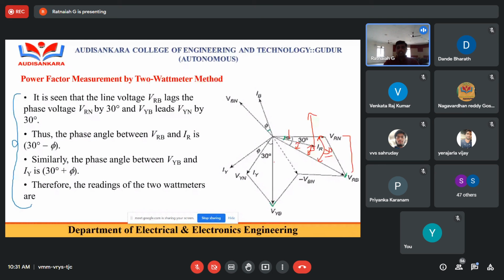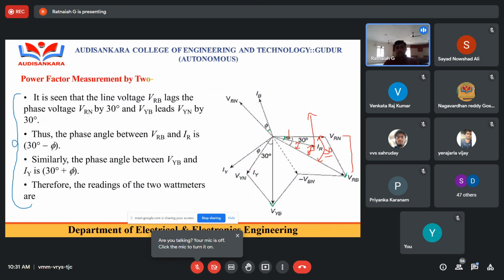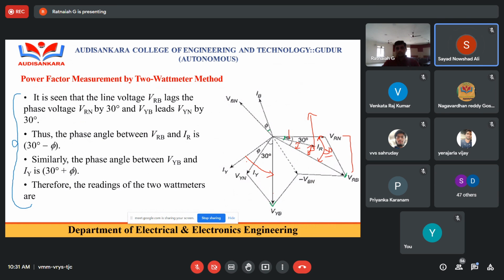Similarly, what is the next wattmeter reading? The next wattmeter reading is W2. The current through W2 is IY, and the voltage is VYB. Now I would like to take the angle between IY and VYB. I'm going to calculate the angle between these two. So IY is there, VYB is there. Now what is the angle between these two? 30 plus phi, sir. 30 plus phi. Excellent. So the first wattmeter angle is 30 minus phi, and the next wattmeter angle is 30 plus phi.